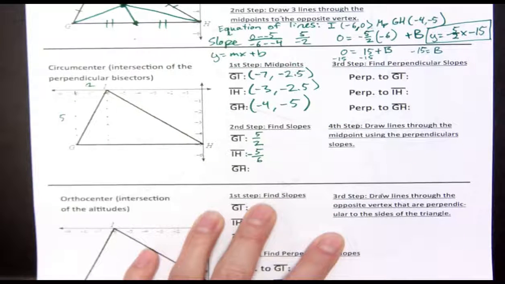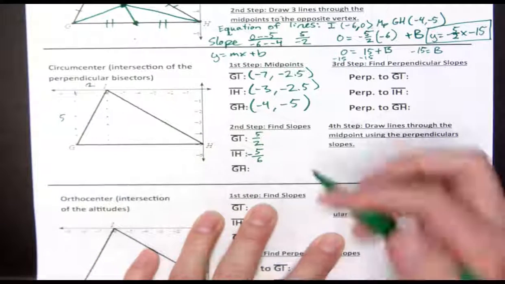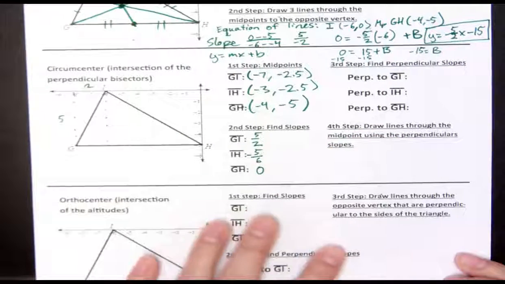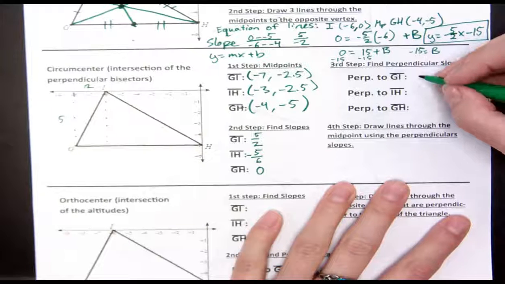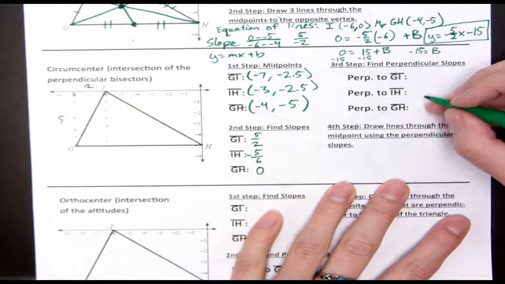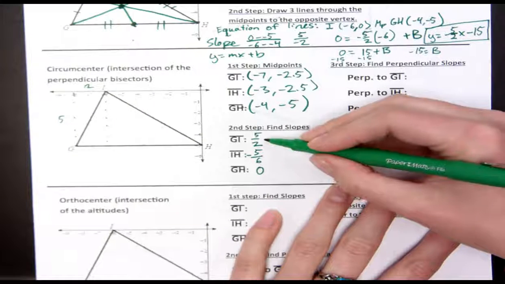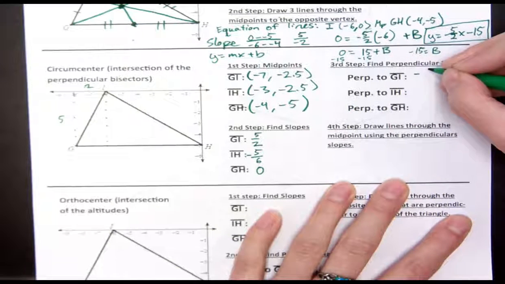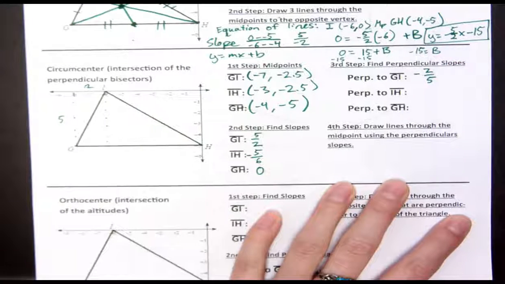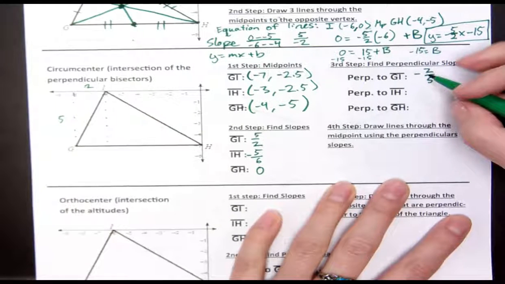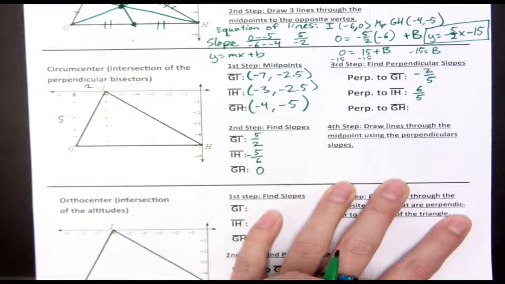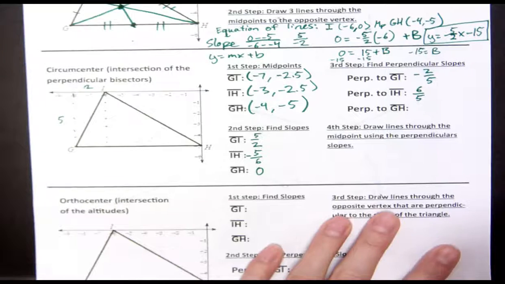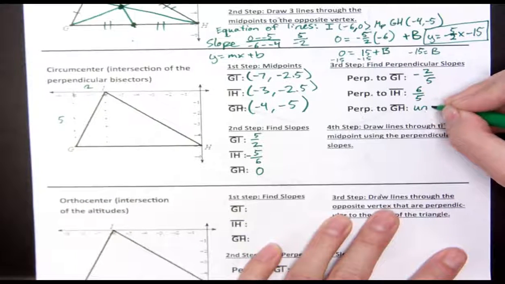And then how about GH? What do we call that when it's a straight line, horizontal line? 0, yep, our slope's just 0. And then we come over here and find our perpendicular slopes. So perpendicular to GI, remember I just flip it and make it negative, so it becomes negative 2/5. Perpendicular to IH becomes positive 6/5. What's perpendicular to 0? Undefined. Yeah, it is undefined.